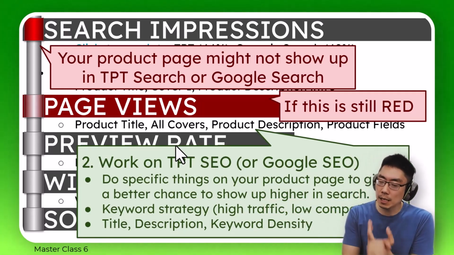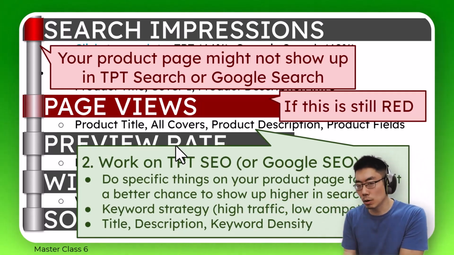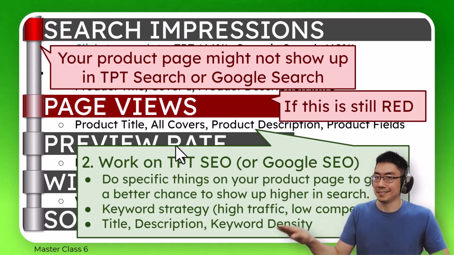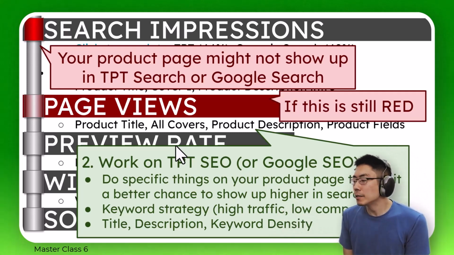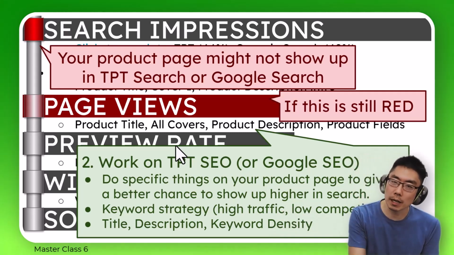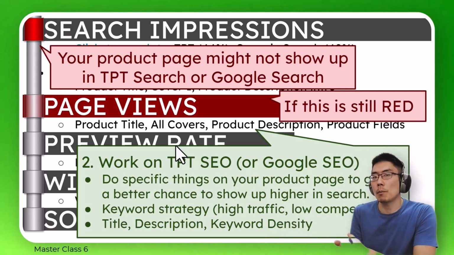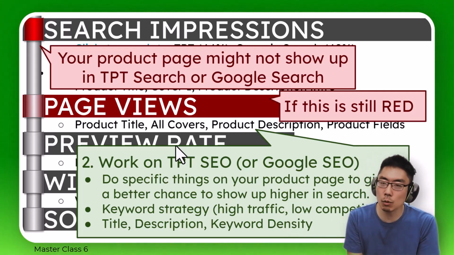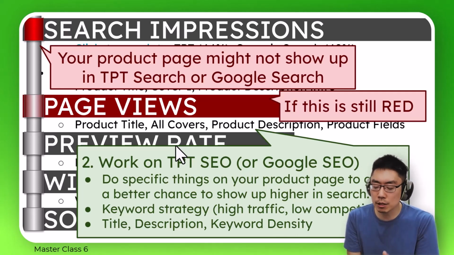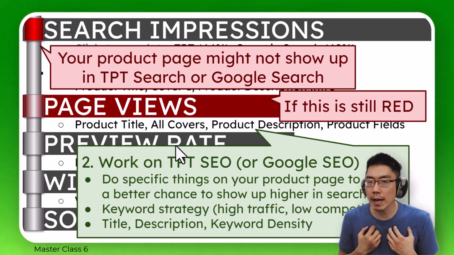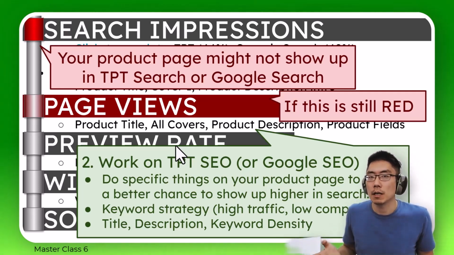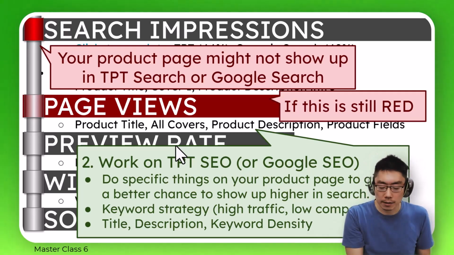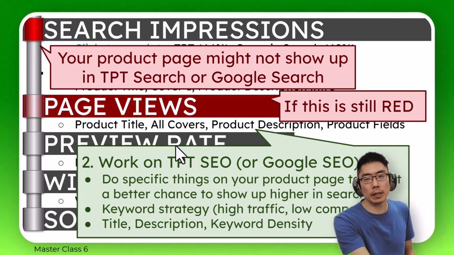And this might be TPT SEO or it might be Google SEO. Those are two very different things. Okay, you can optimize differently. So do specific things on your product page to give it a better chance to show up higher in TPT search. And that might be changing the keyword strategy you're focusing on. It might be too hard for me to rank on reading comprehension strategies, but it might be easier for me to rank on reading comprehension strategies, Ontario Language 2023 curriculum.